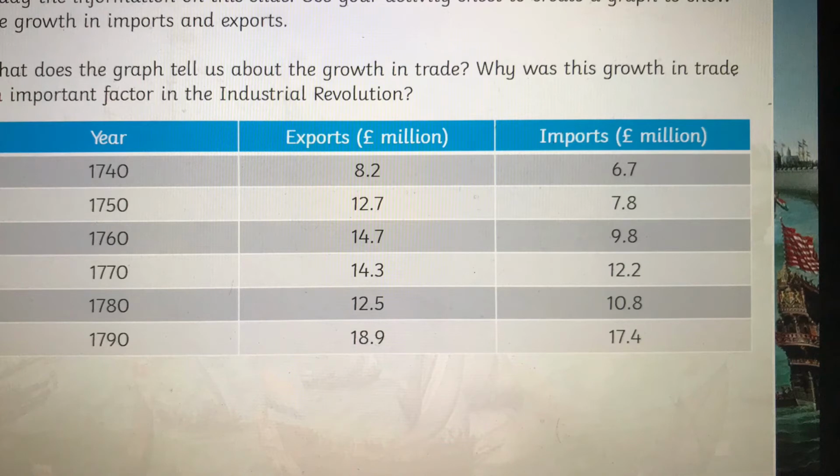Now, in the folder, you are going to see a worksheet with a lot of data on it. You are going to be plotting this data to see the growth in the empire. So don't forget to use this chart and get into your homework and answer all those questions. When you're finished, make sure you put it in the folder.